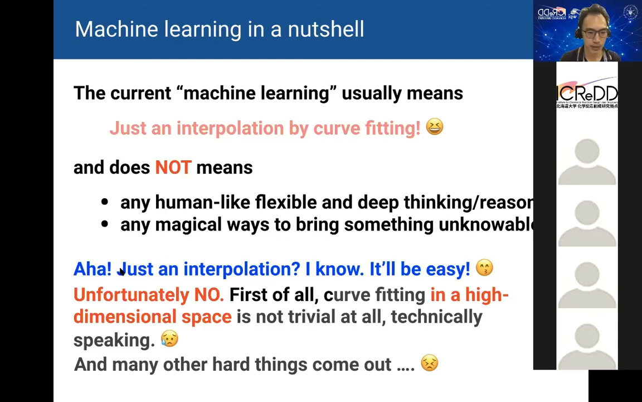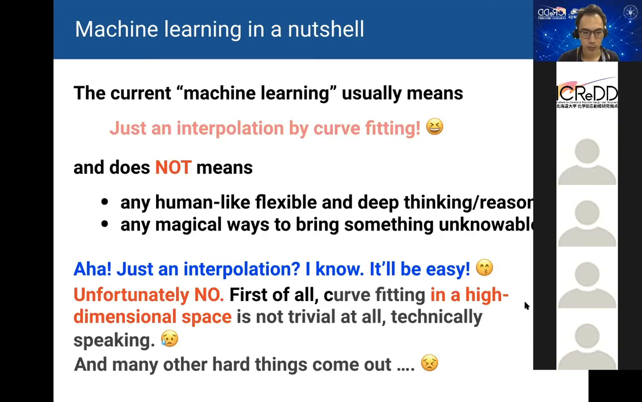But the problem is, even though it's just interpolation, it's not an easy task, because we should start curve fitting in very high dimensional space, for example 700 dimensions or even more, million-dimensional space or something like that. So it's probably non-trivial. Because of this high dimensionality, there are many traps and pitfalls. I will explain this point: what we should not do, or what we should not expect from machine learning.